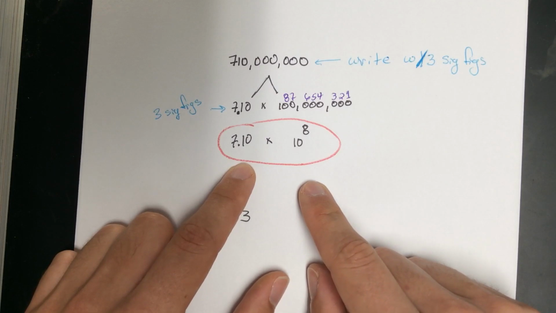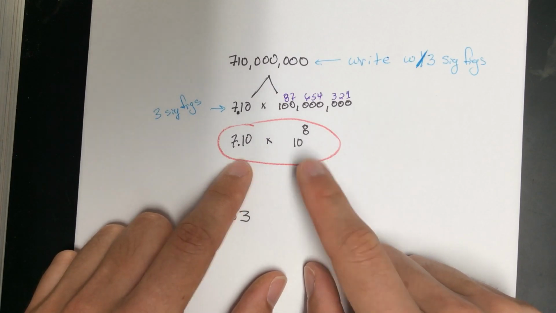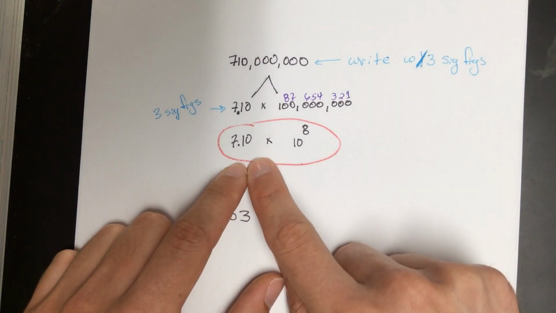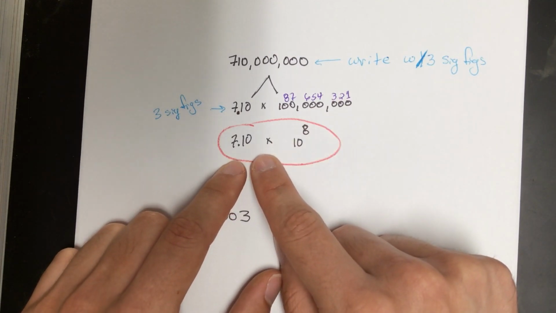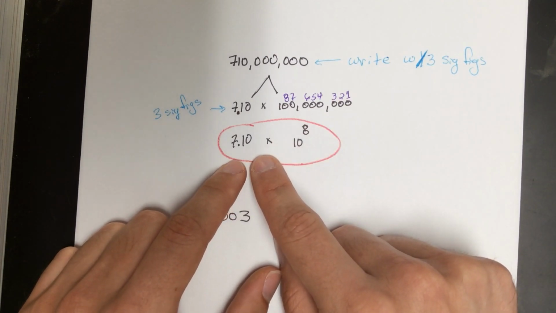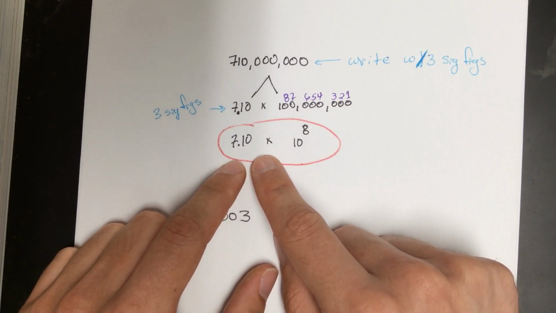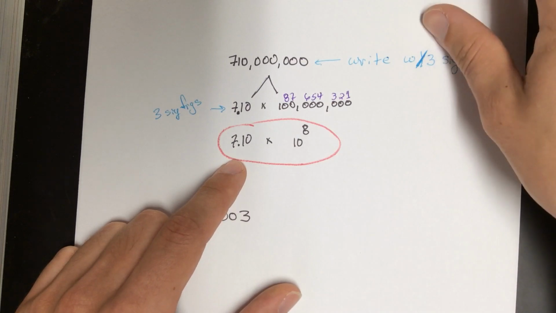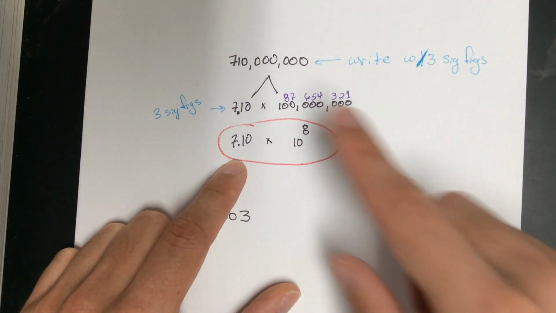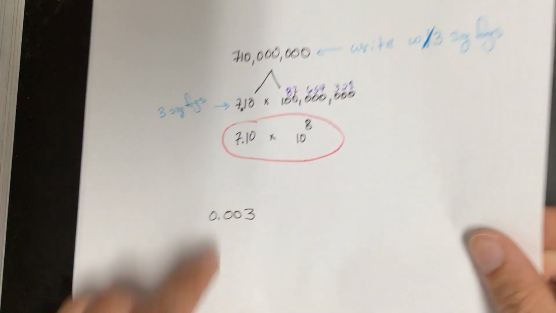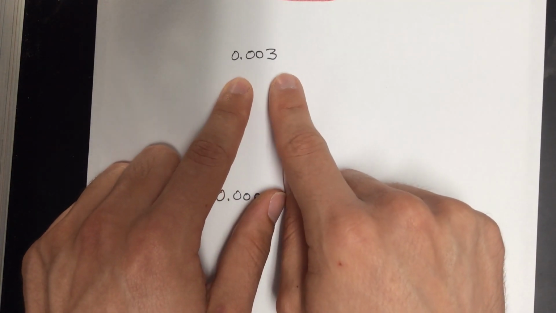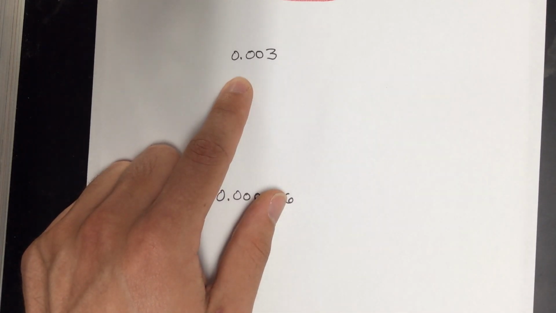And so here I have my 710 million, but now I have written it with 3 significant figures, like it said to do. So that goes back to this idea that one reason that we use scientific notation is to clarify the number of significant figures in these numbers. So far, both of our examples have been large numbers. Now we're going to turn to looking at small numbers. And 0.003 is not terribly small, but it will allow us to get started with a nice example.